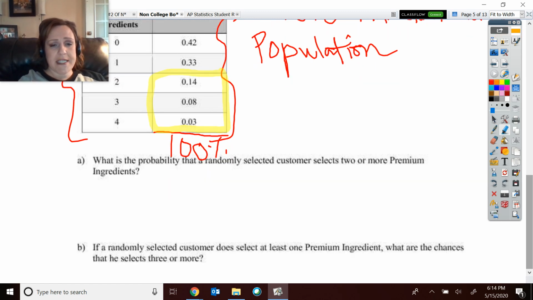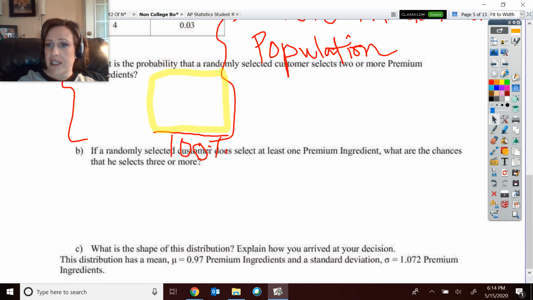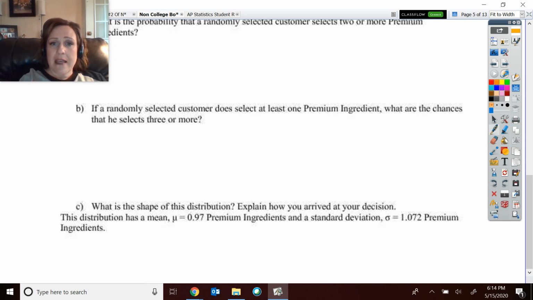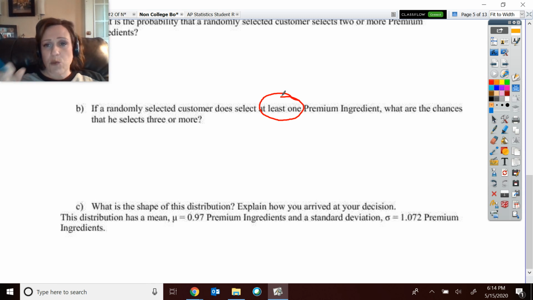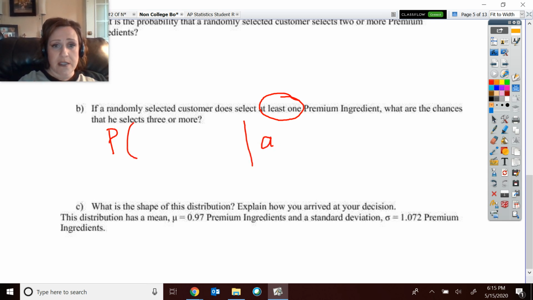Now, the next one. If a randomly selected customer does select at least one of the premium ingredients... When I was taking a look at this problem, just as I was reading it, FYI, anytime I get "at least one," that rings a bell, because I always think a probability of at least one is 1 minus the probability of none. So when I see at least one, I'm looking, is that going to be this kind of problem? Well, let's continue. If a randomly selected customer does select at least one premium ingredient, what are the chances that he selects 3 or more? That's not exactly what I was thinking our typical probability of at least one problem is asking. This one is saying, given that this person has gotten at least one, what's the probability that he gets 3 or more?